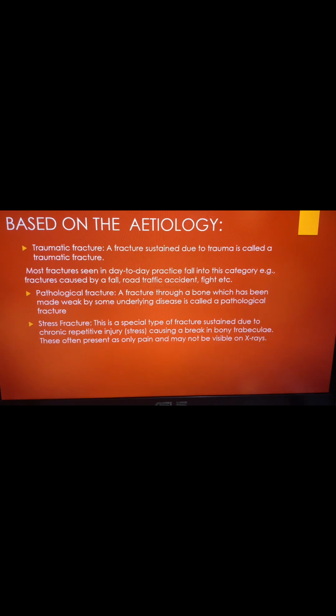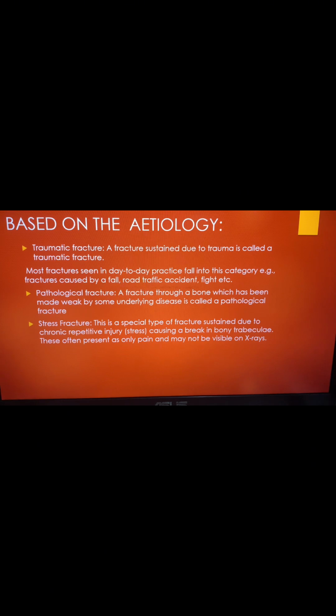The classification which is based on the etiology has the traumatic fracture, the pathological fracture, and the stress fracture. Simply, the traumatic fracture is a fracture sustained due to trauma. That is why we call it the traumatic fracture. Most fractures seen in day-to-day practice fall into this category. Examples are falls, road accidents, and fights. These are the main causes of traumatic fractures.